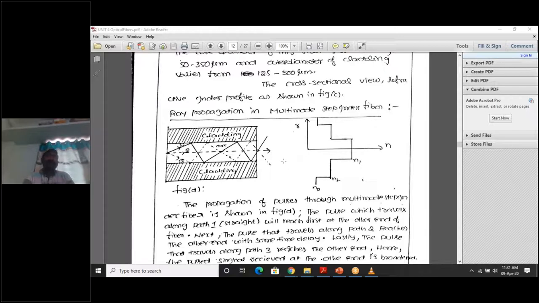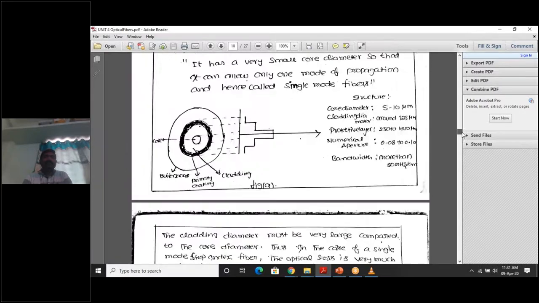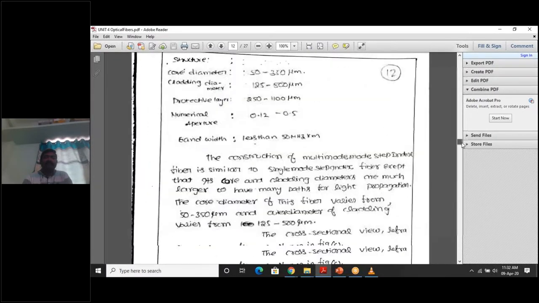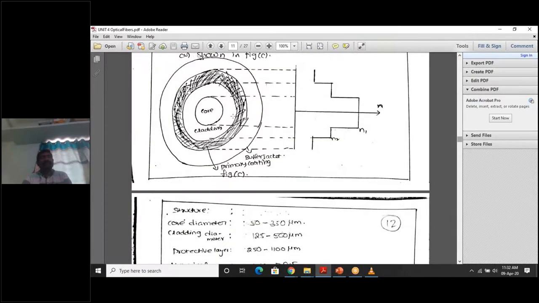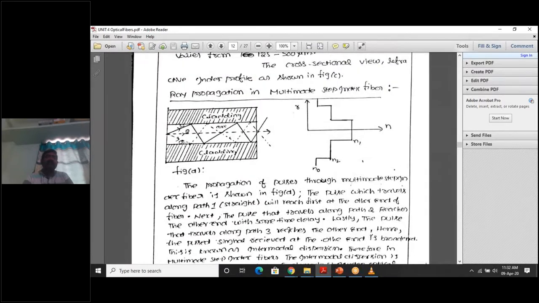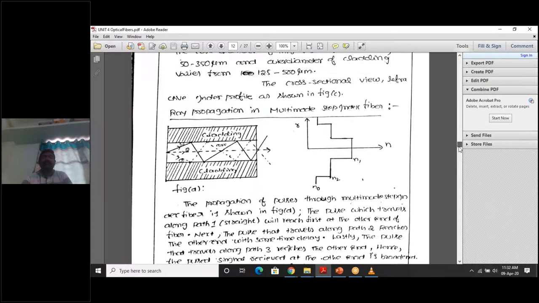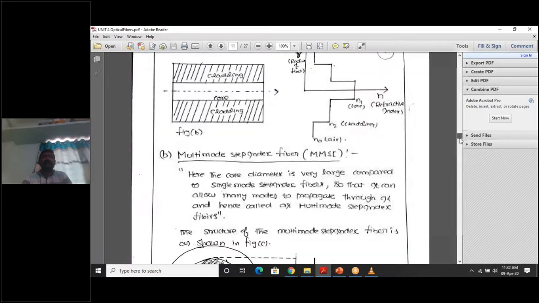Sir, then what is the advantage with the single mode step index optical fiber? First, what is the advantage with the multimode step index? Obviously, it can propagate more than one mode of light simultaneously. From the diagram it is very clear that three modes of light travel at a time from one end to the other, so it can transfer more data. This is the advantage, whereas the disadvantage is intermodal dispersion, a time lag between one signal and another.